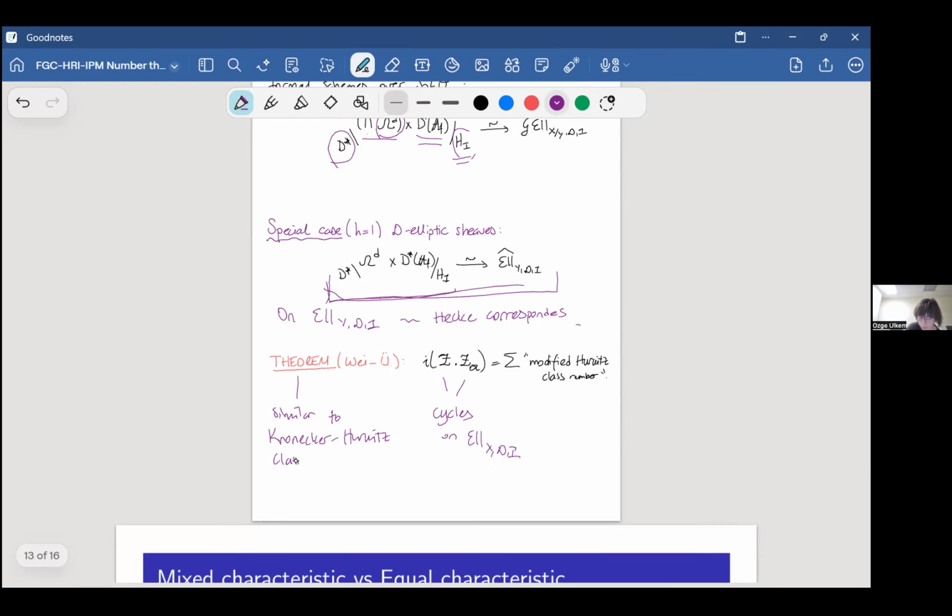Hurwitz class number relation. Or more generally, there is this phenomenon which relates class numbers with intersection numbers, right? Then not just Kronecker-Hurwitz, but there is also work of Hirzebruch-Zagier for Hilbert modular varieties associated to real quadratic fields. And our work is similar to theirs. We don't have the Hurwitz class number. We have a modified Hurwitz class number.